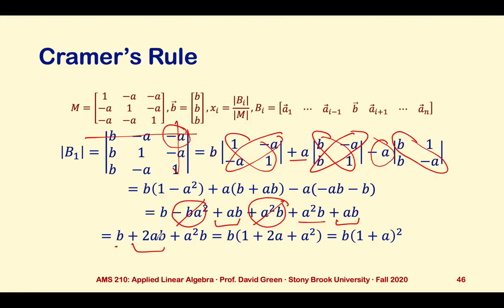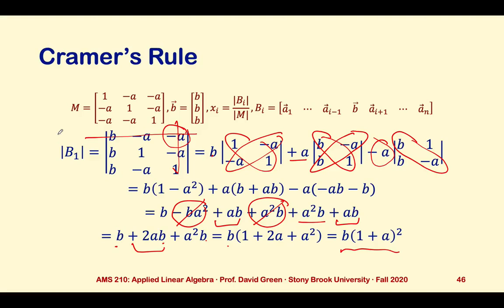We see that all of these terms have a b, so we factor that b out. That leaves us with 1 plus 2a plus a squared. This is simply 1 plus a squared. And so we have a simple form for our B1.